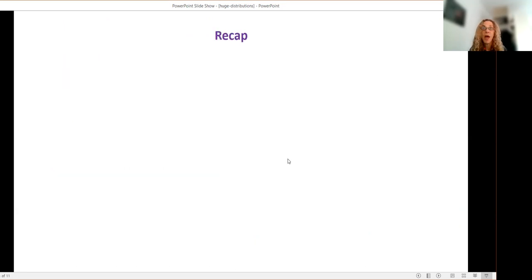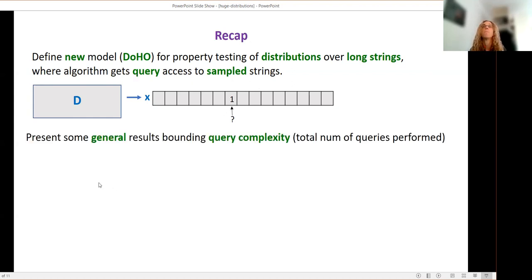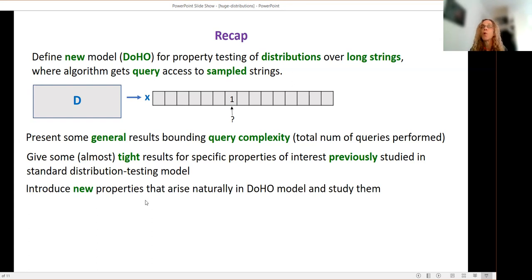Okay, so let me just do a recap before I finish. What did we see here? We define a new model, which we call DOHO, for property testing of distributions over large strings. The algorithm gets query access to sampled strings. We present some general results. I talked about one, but we have some more, bounding the query complexity, the total number of queries performed, under certain conditions. And we give some almost tight results for specific properties of interest that were previously studied in the distribution testing model, both for single distributions and for pairs. And we introduce new properties that arise naturally in this model and study them. This I didn't talk about much, but you can read in the paper.